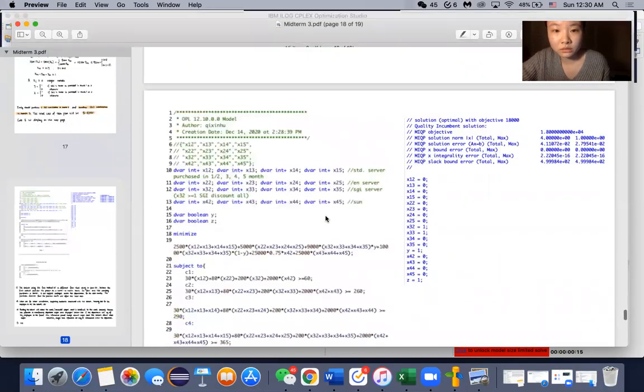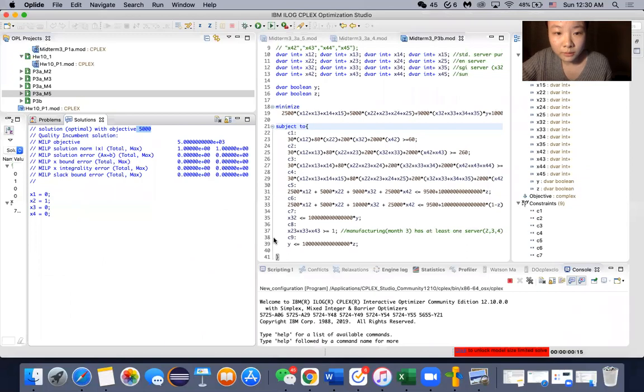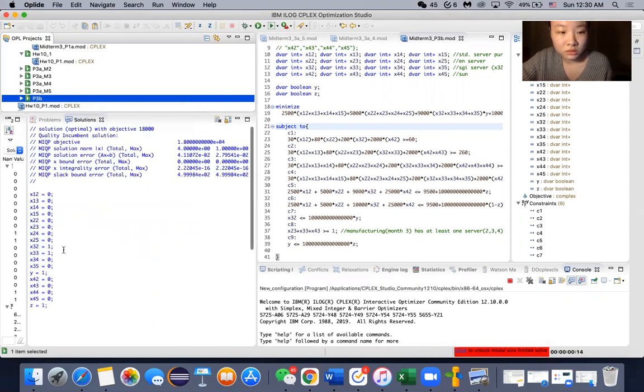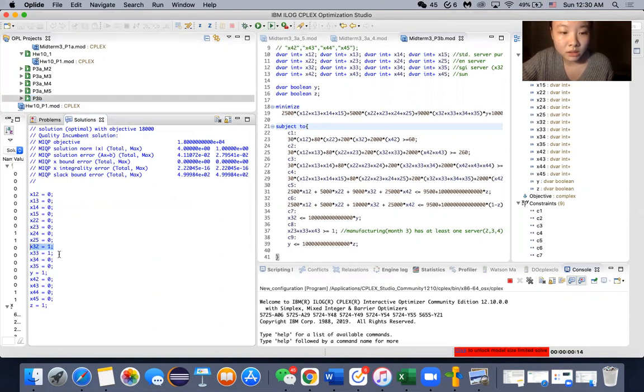And here's my code. So for 3B, run this. And as we can see, it asks Emily to purchase one SGI station in month 2 and one SGI workstation in month 3. And these are the binary variables.